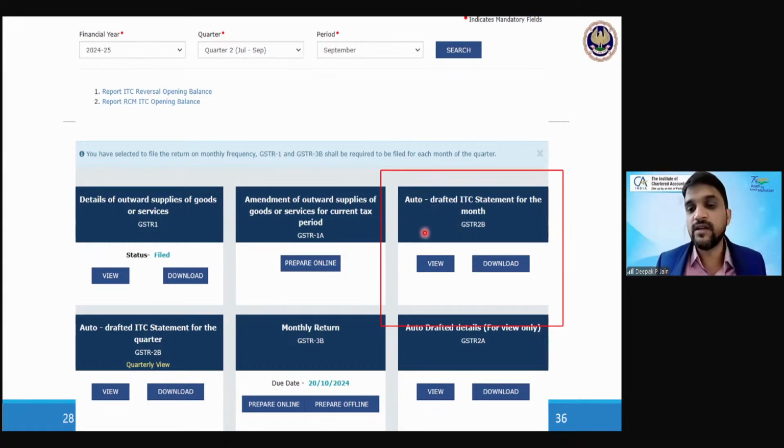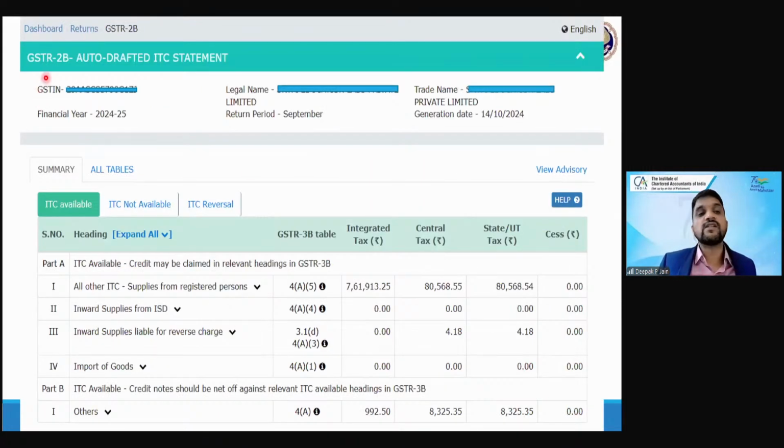So what is this 2B? We'll click on this view. You will go to the GSTR2B, which is an auto-drafted ITC statement. The second condition we were saying, right? That your credit should appear in GSTR2B. So the supplier will file GSTR1 and it will appear in your GSTR2B.